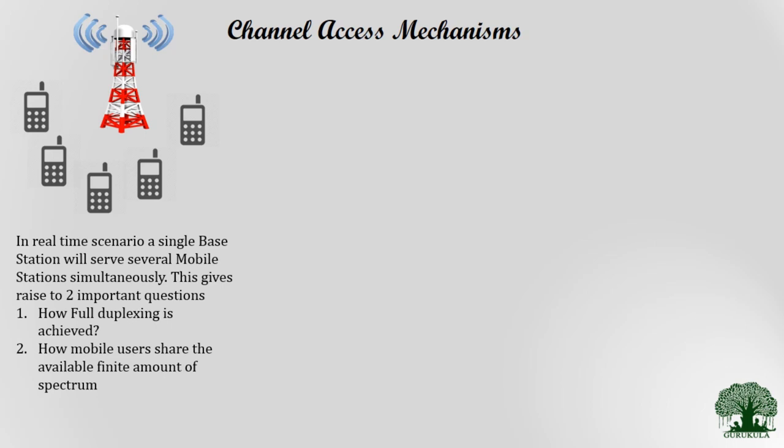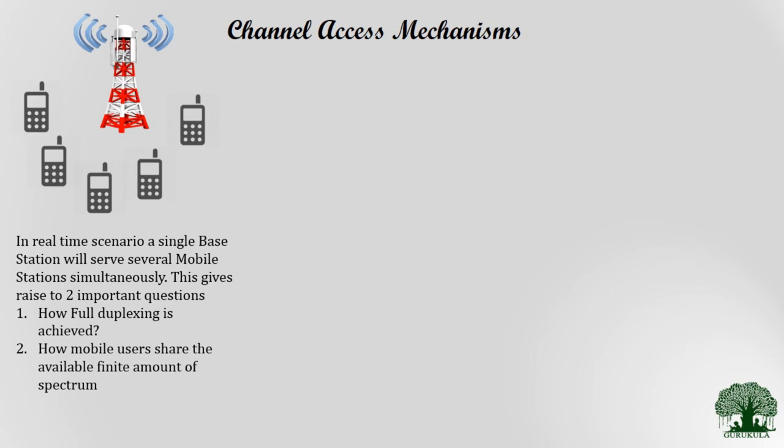The first question is how full duplexing is achieved, which means we all know that the link existing between the base station and the mobile station is a full duplex link. So how is that full duplex link achieved, and what is the technology or principle behind achieving that full duplex link? That is the very first question which I have to address. And the second question, we will try to see how multiple users are sharing the channel bandwidth which is available with the base station. So these are the two questions which we will be trying to address.